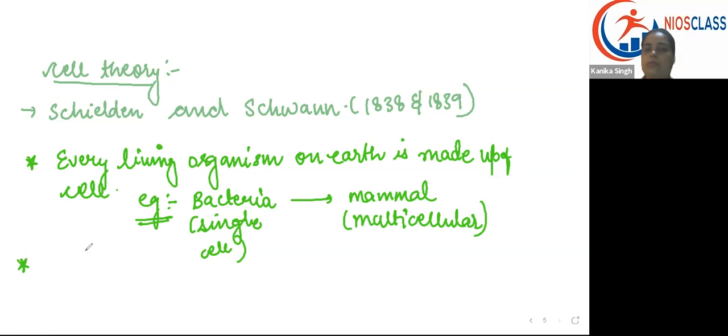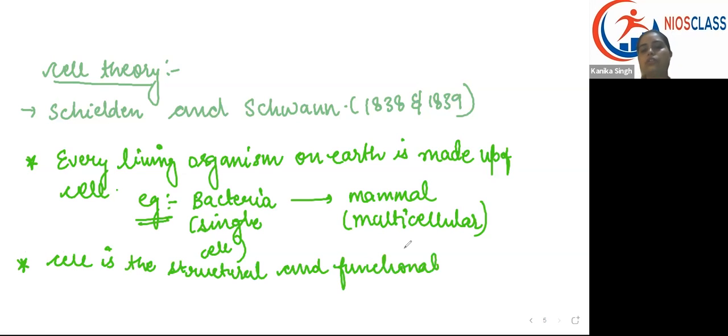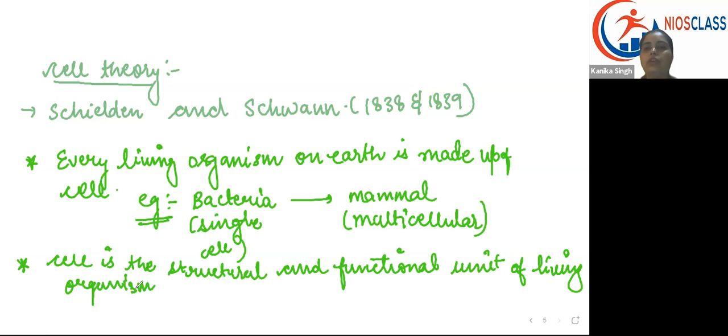The second and foremost important thing in this was that the cell is the structural and functional unit of living organisms. So what does it mean? That the cell is the basic structural and functional unit of living organisms.